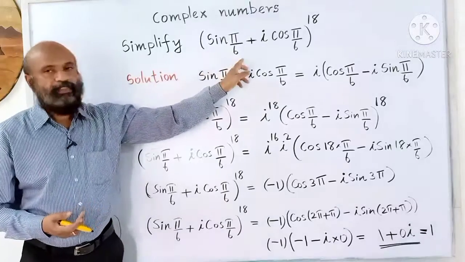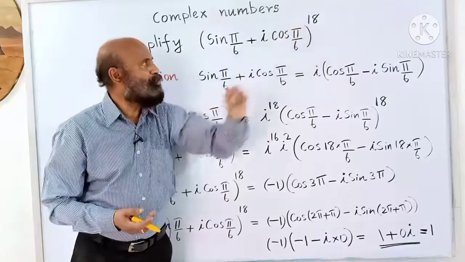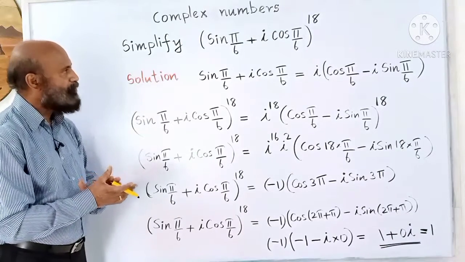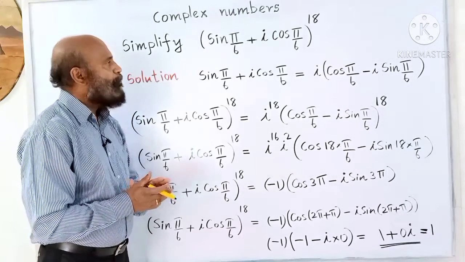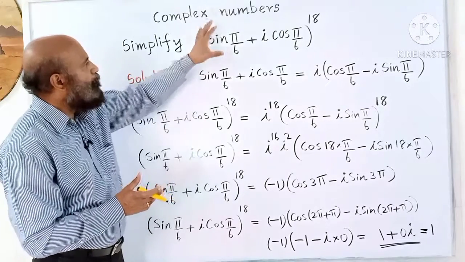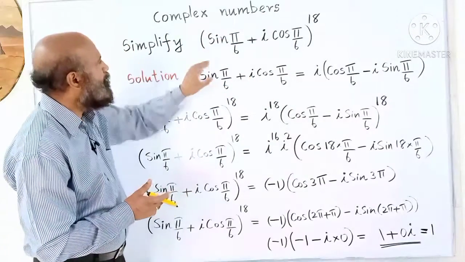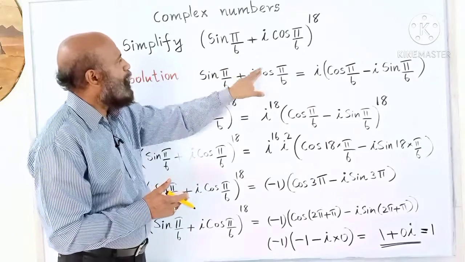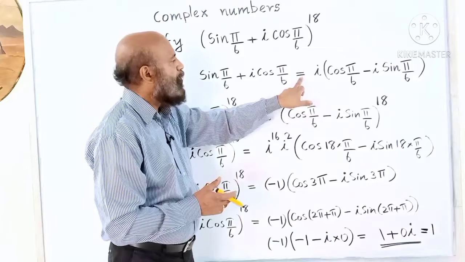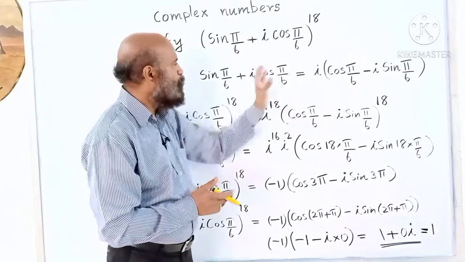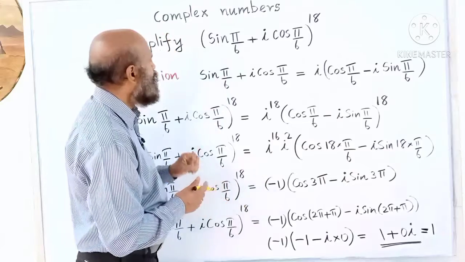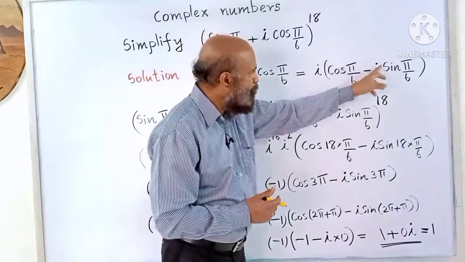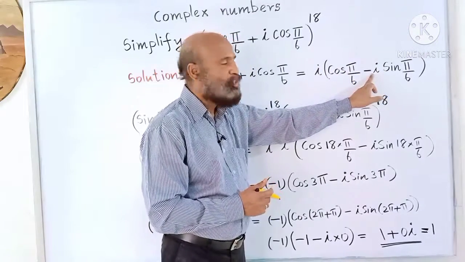Simplify (sin pi by 6 plus i cos pi by 6) all raised to 18. To simplify, we have to apply de Moivre's theorem. When we apply de Moivre's theorem, the real part should be a cos function, but here the real part is a sin function. So sin pi by 6 plus i cos pi by 6 can be written like this: take i outside, after that cos pi by 6. Here i is not there, so since you have taken i outside, you have to write 1 by i, but 1 by i can be written as minus i.